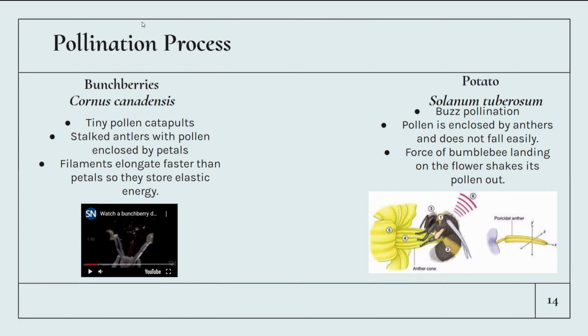Bunchberries produce a lot of force for this catapult to occur. These bunchberries have petals that are enclosed around the stalked anthers that contain pollen. As the plant grows, the filaments, which are the anther stalks, lengthen faster than the petals, making the filaments bend and store elastic energy. When the petals open, this stored elastic energy is released, and the pollen goes from rest to having a high velocity.